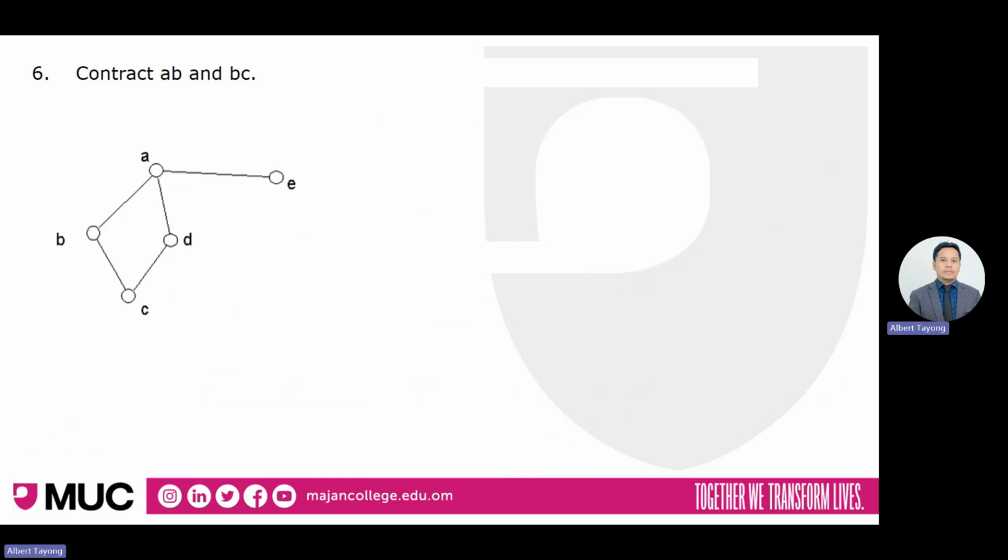Okay, number 6, you're going to contract AB and BC. AB is an edge. It means from A to B, this. And BC is from here to here. So it means that we're going to delete 2 edges. Contracting means deleting.